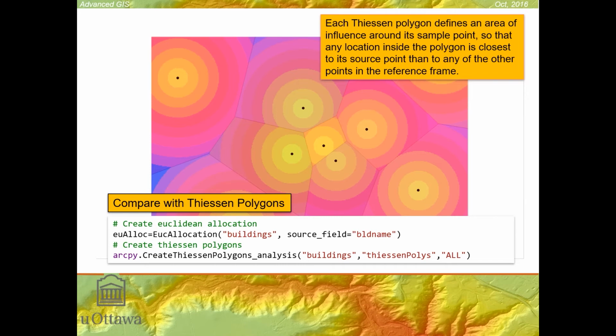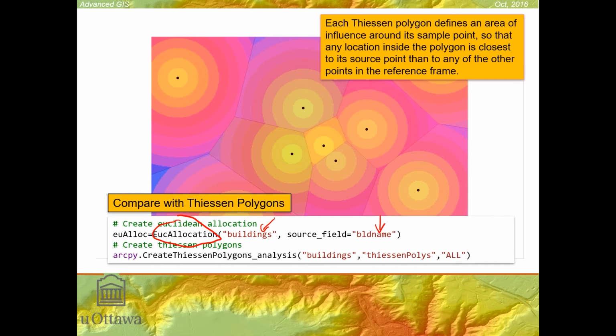We can create a Euclidean allocation surface using the Euclidean Allocation function of Spatial Analyst, where all we have to do is specify the input vector representation or raster representation of the vector features, either one is fine, and then the field that provides a unique identifier to each of the source features. So for example, buildings might have building name as a unique identifier that we want to carry over so that we know the name of each building belonging to each allocation zone.